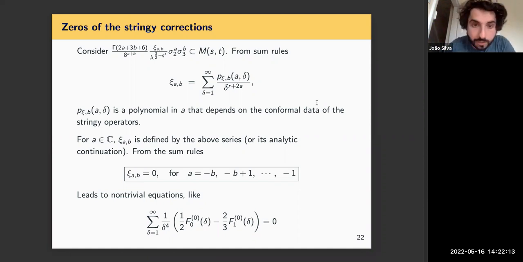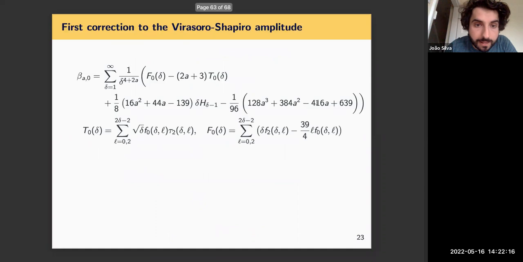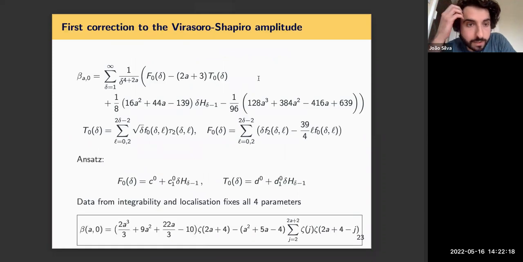Okay, good. Another thing that we study is the first correction to the flat space coefficients, which are these betas. I just want to show you this conclusion. So this beta turns out to obey this equation, which looks a little complicated. In this equation, F0 and tau 0 are things that depend on the data of the string operators, and there is a harmonic number that appears. So this H is a harmonic number.